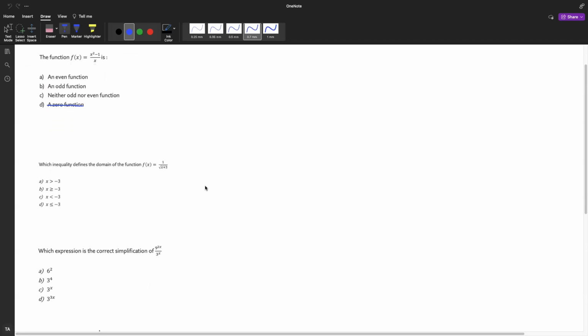So the first question here, we've got to figure out whether this function is odd or even. Obviously, you've got four options. The reason I've crossed out this last one is because it's a zero function and nothing like that exists. So we can cancel that out straight away. Helps clutter up the mind a bit.